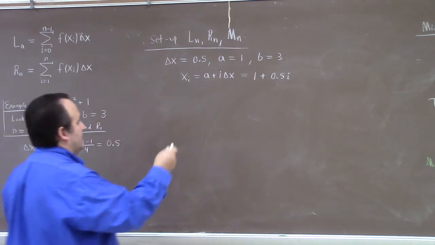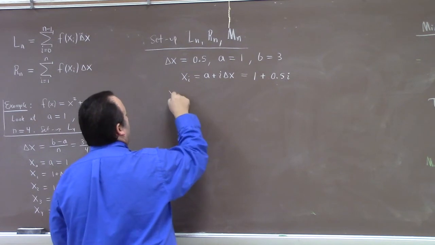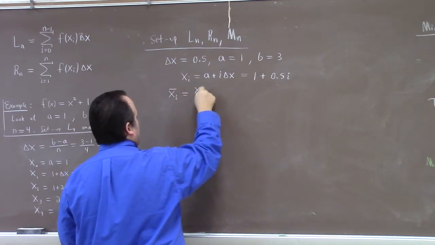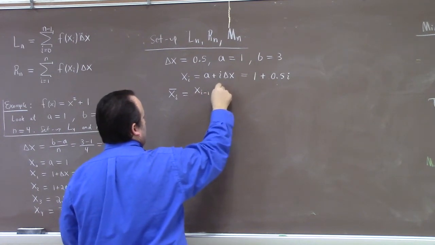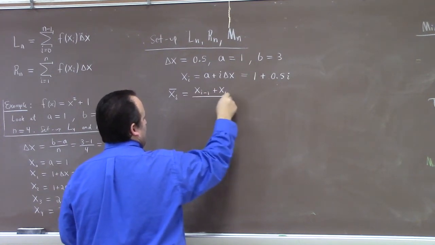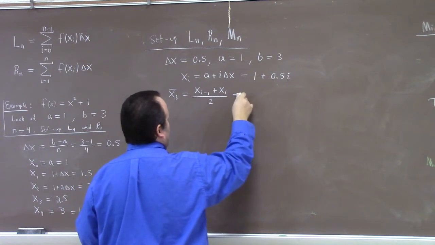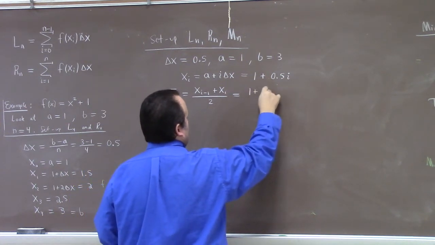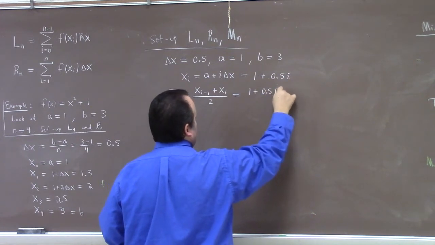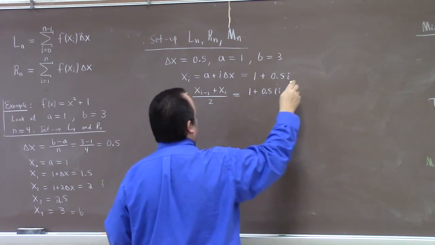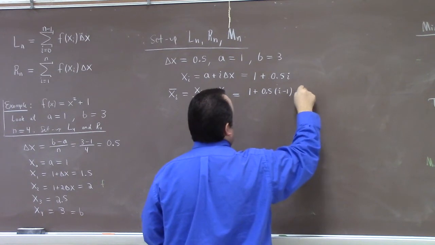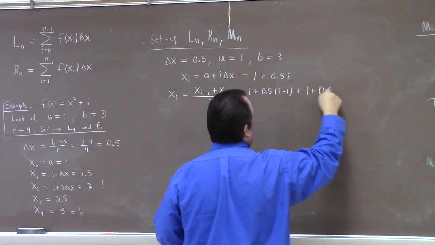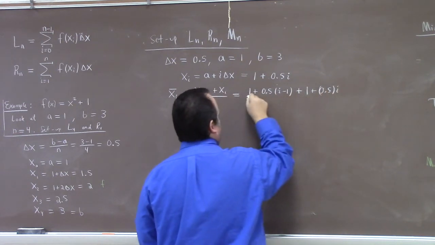What's the formula for x sub i bar? Well, remember, that's x sub i minus 1 plus x sub i, divided by 2. So the formula for x sub i bar is 1 plus 0.5 times i minus 1, plus 1 plus 0.5 times i. Can we simplify that? I think we can.